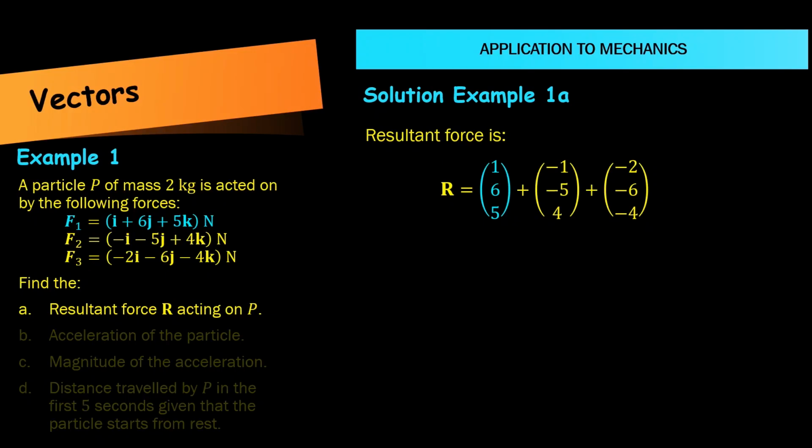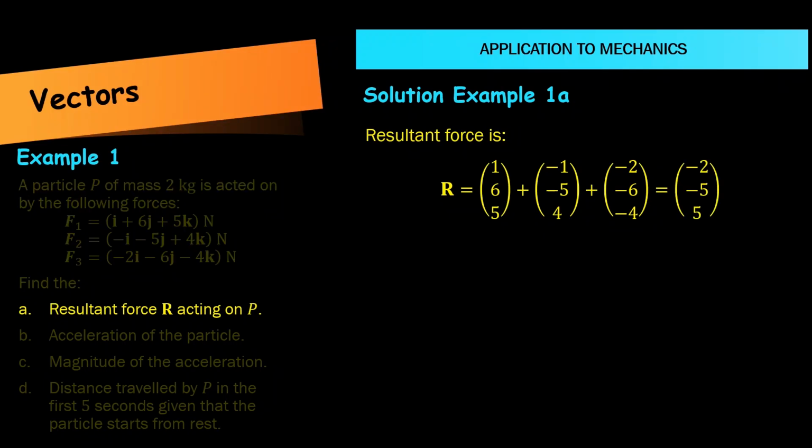F1 equals i plus 6j plus 5k. This now becomes the vector as highlighted on your screen, 1, 6 and 5. F2, minus i minus 5j plus 4k, now becomes minus 1, minus 5, 4. F3, which is equal to minus 2i minus 6j minus 4k, now becomes vertically minus 2, minus 6, minus 4, as shown on your screen.